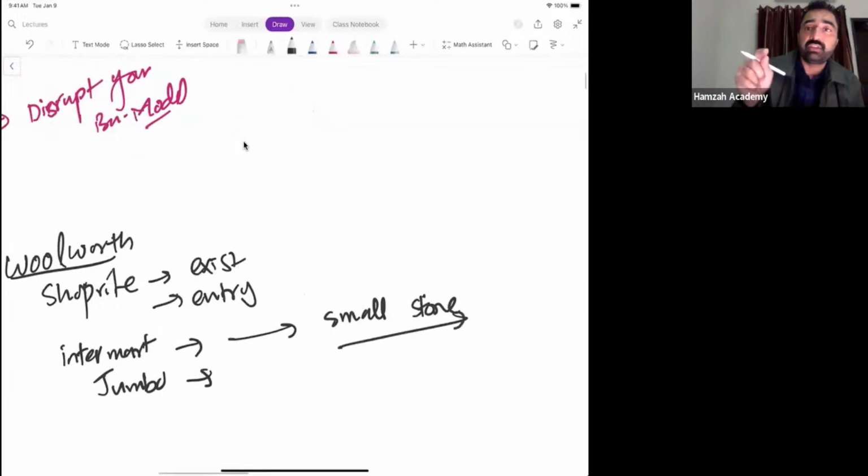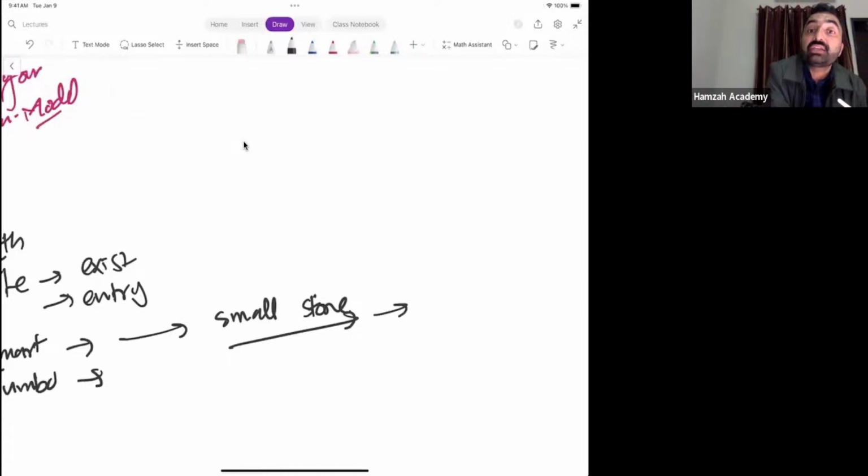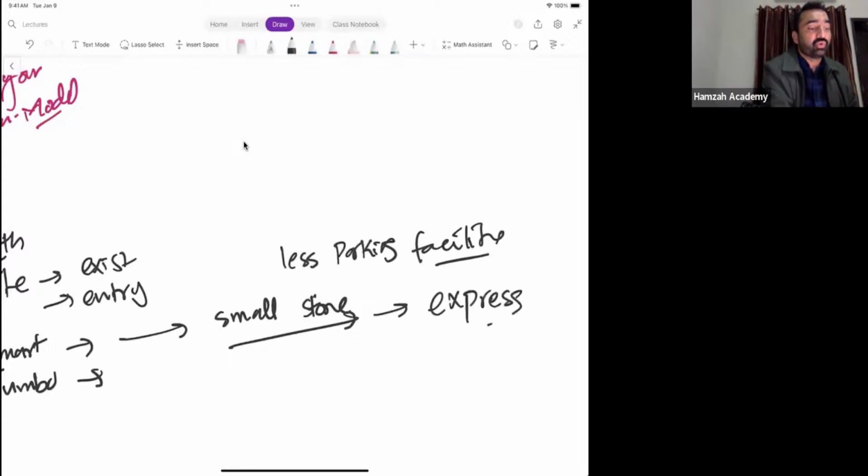And what is the name of those stores, where they can open with small space within different populous areas? For example, Quatre Bornes, or for example, at Cupid. What are these called? Intermart Express. What are the smaller stores called that they have opened in more congested areas, where there are fewer parking facilities? So we can call these express stores.